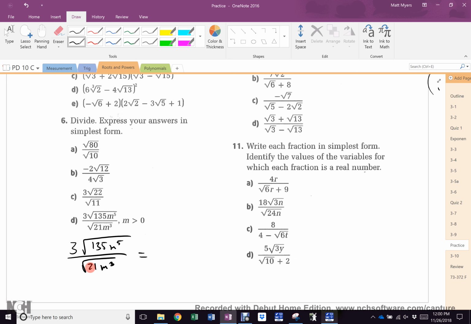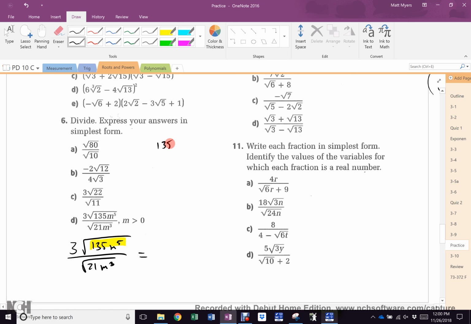Does 135 divide by 21? No, it doesn't. Okay, so that means we've got to simplify, yeah? Start with what you know. Can you simplify this? Okay, pretend that's the only thing on there. Root 135 m^5. What are you going to do with 135?